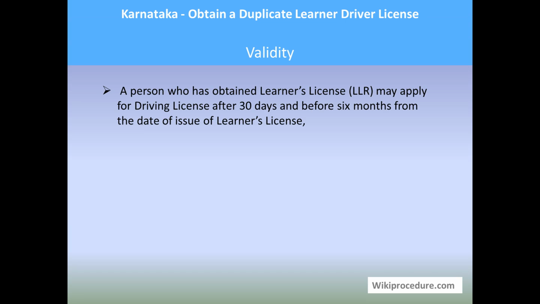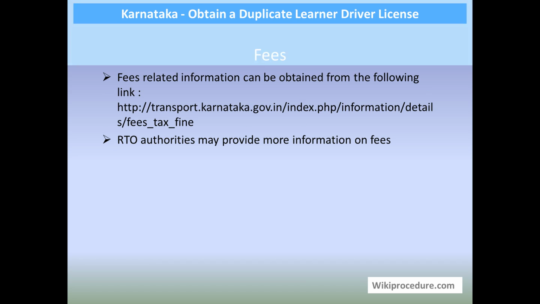Validity: a person who has obtained a learner driver license LLR may apply for driving license after 30 days and before 6 months from the date of issue of learner's license, which is the validity period for that. But if you lost it on the second day also, you can apply for the duplicate LLR. During this period of time, one can apply for duplicate LLR for the one they have lost or damaged.